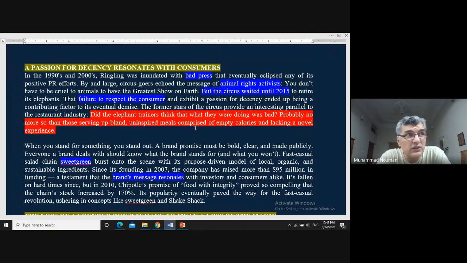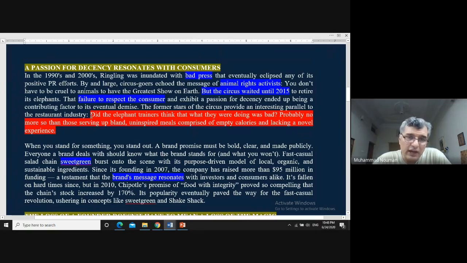And they took this bad press, or the attack on their reputation, lightly, and they really ignored it. And it was only until 2015 that they waited, and that is too long. They should have taken some action in terms of retiring these animals and avoiding the bad press or the credibility problems that were rising. They should have handled that much earlier. So their failure to respect the consumer in a timely manner was a contributing factor.